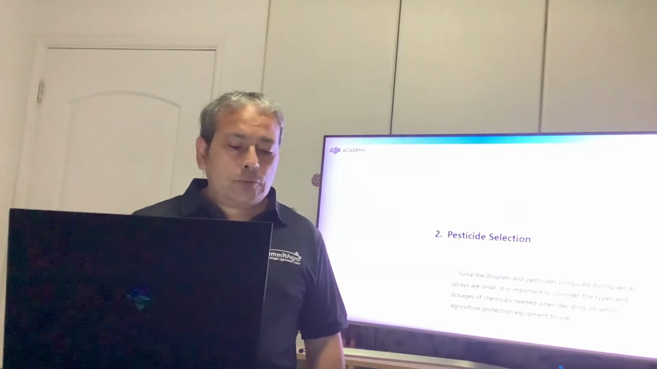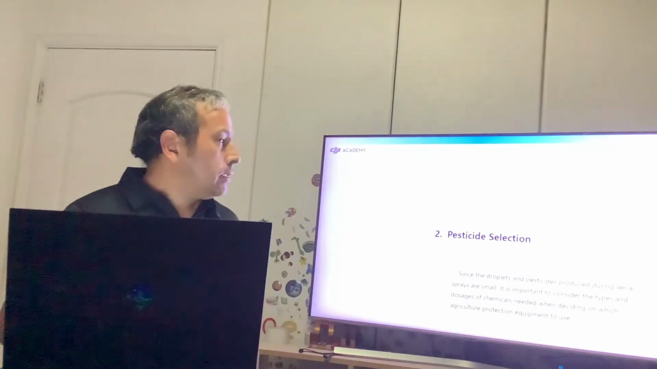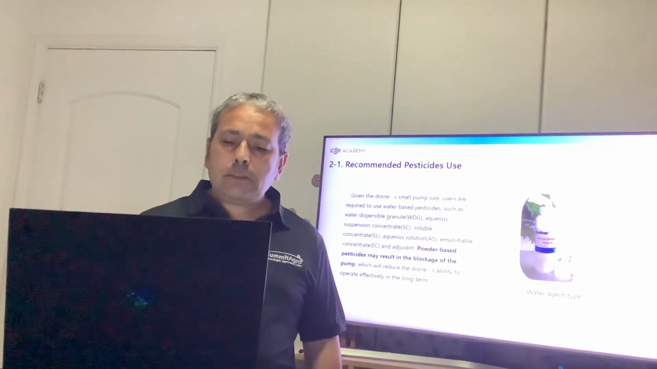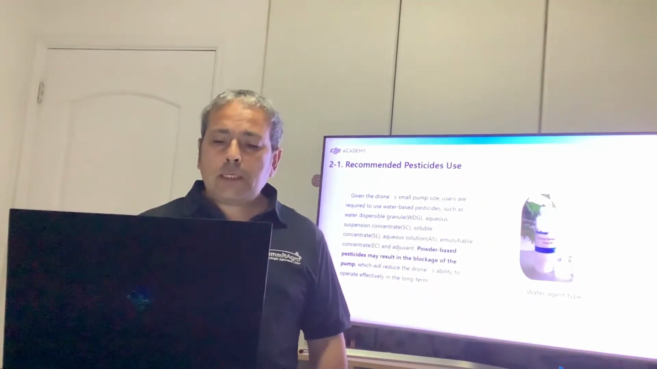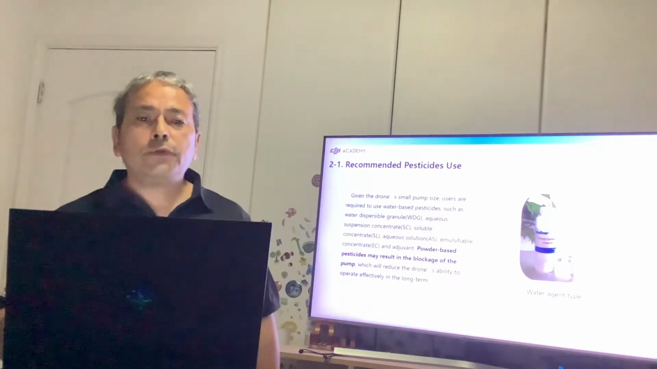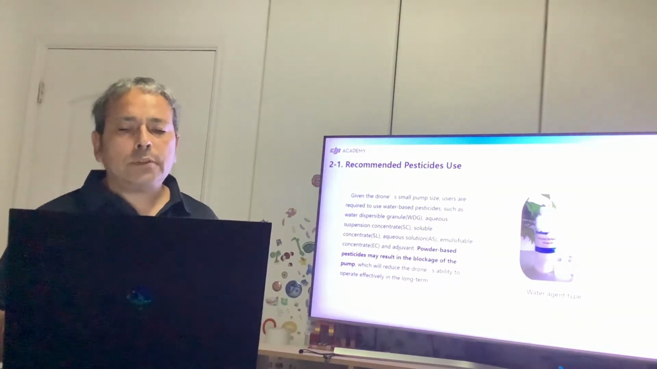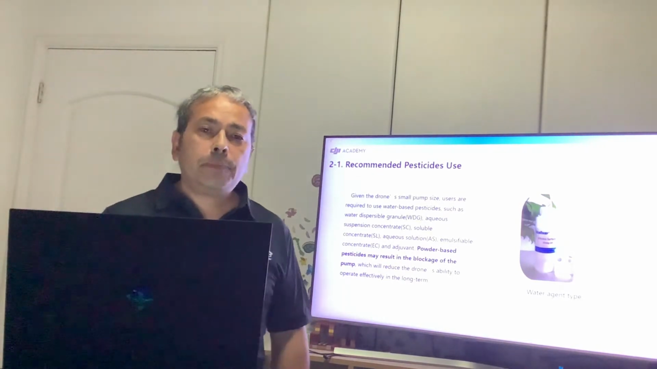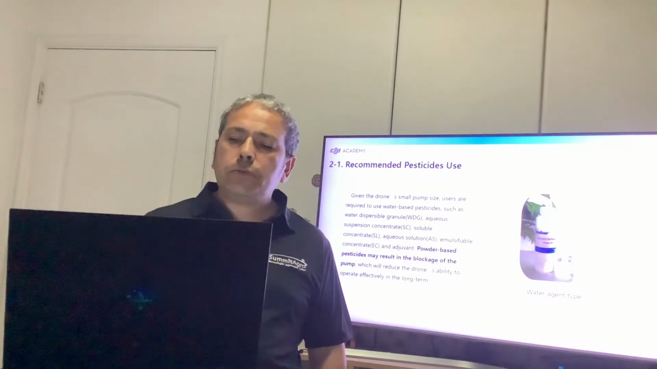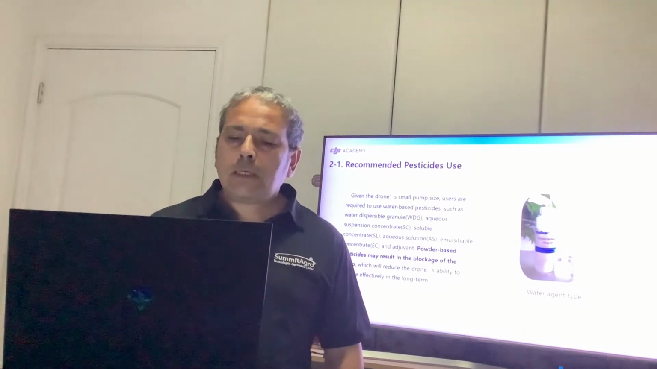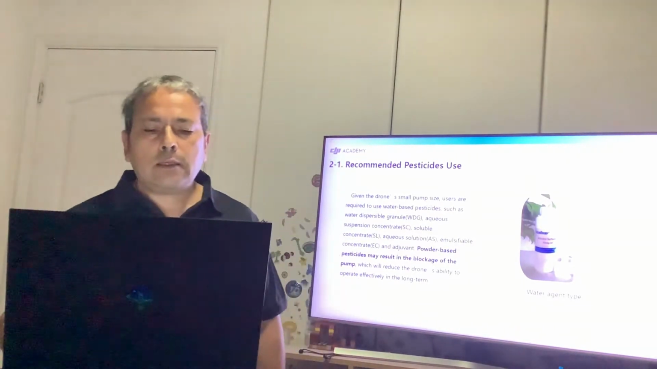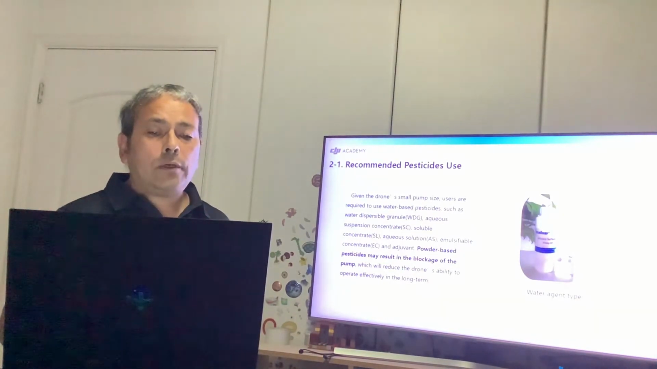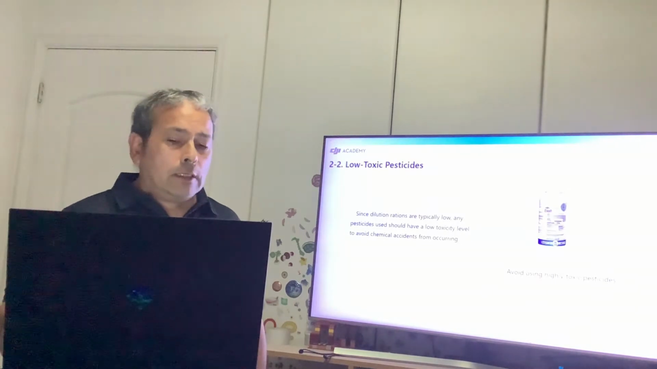Part two is pesticide selection. In this part, for the pesticides, we should know that the aircraft drone has a small pump precision capacity, so we can use water-based pesticides, and we can't use powder-based pesticides. Using powder-based pesticides will affect the longevity of the aircraft.